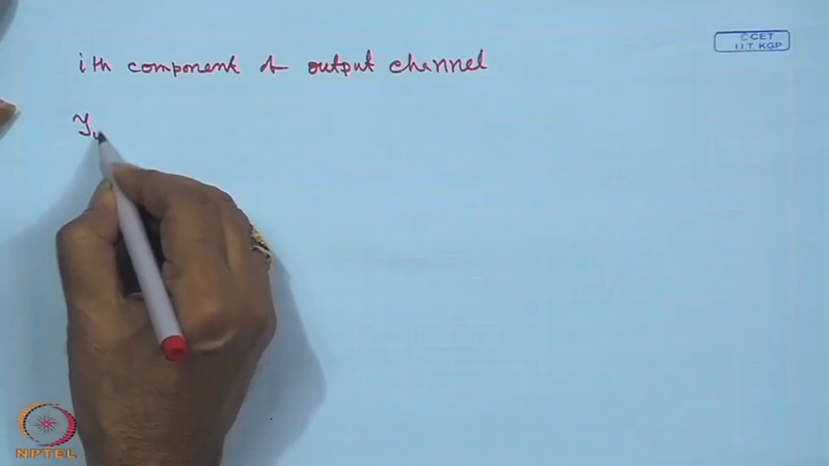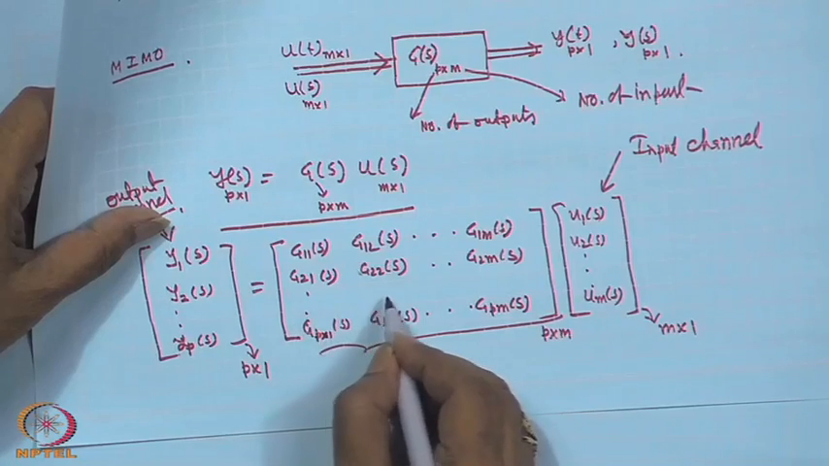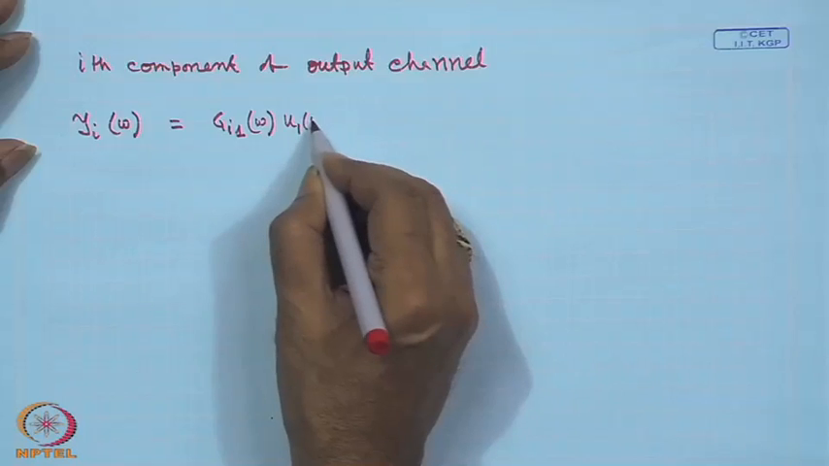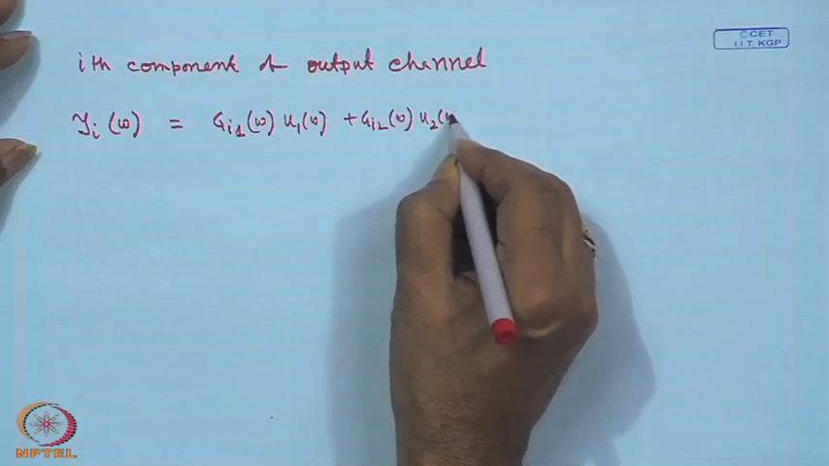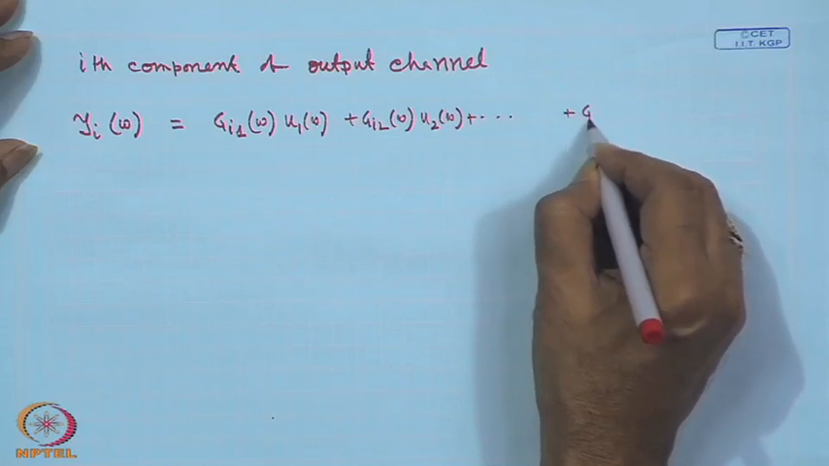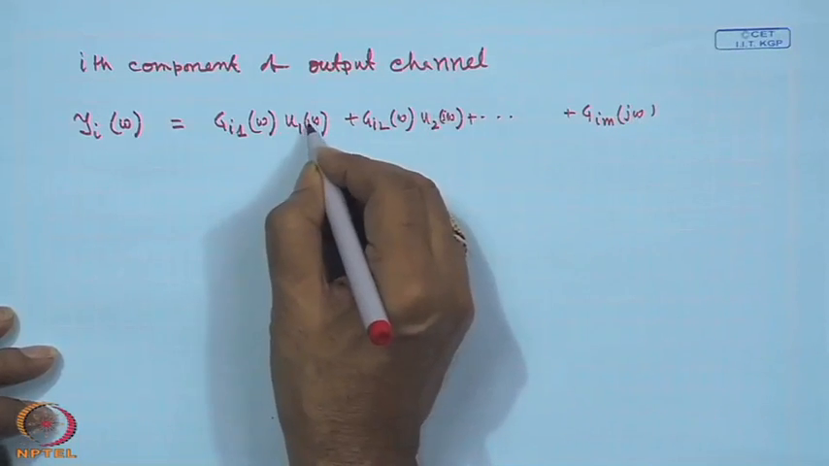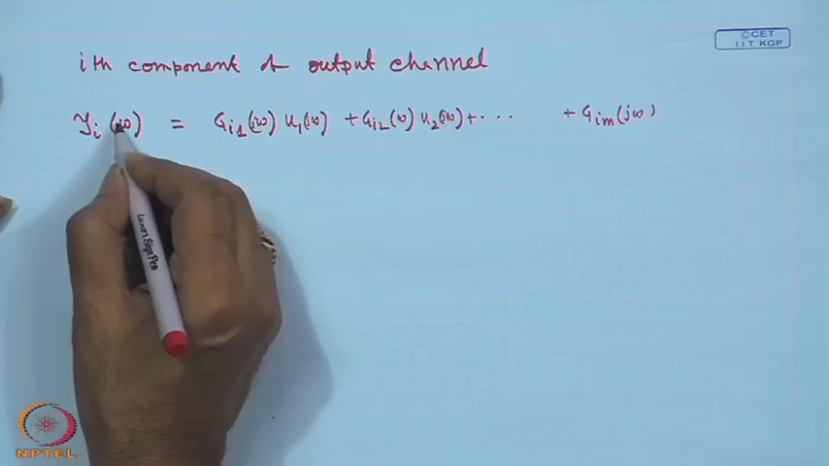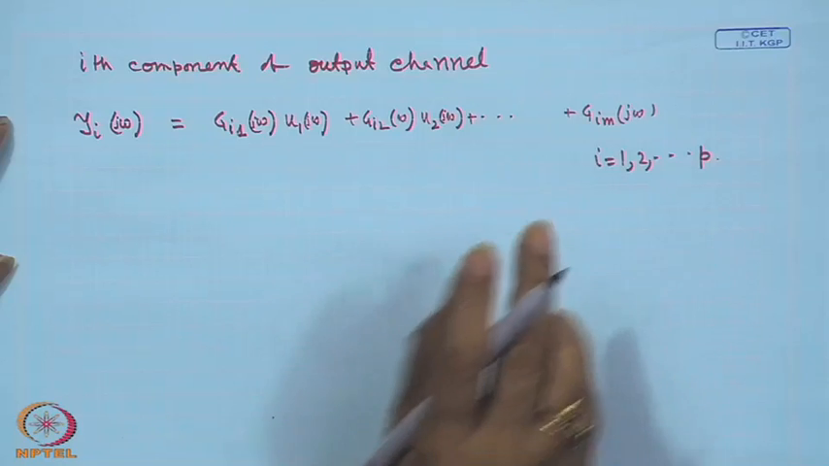how can I write it? Yi(jω) is equal to Gi1, because it is the ith component: Gi1(jω) U1(jω), then Gi2(jω) U2(jω), plus dot dot, Gim(jω) Um(jω). I missed the j, so S is replaced by jω. So, this is the ith component, and i varies from 1 to P, because there are P outputs in the output channel.